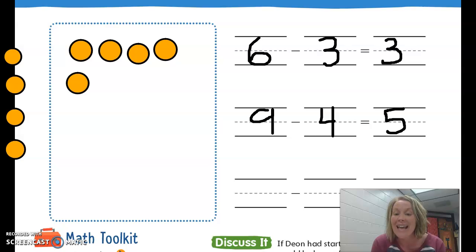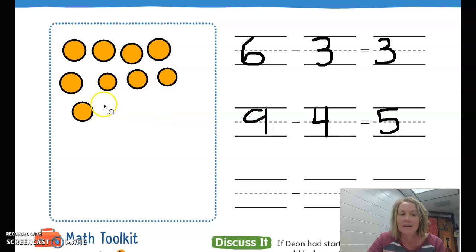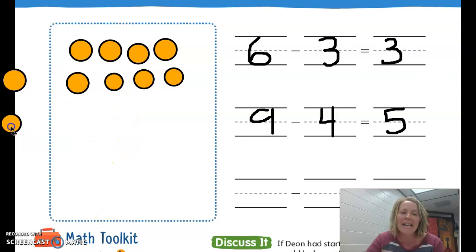Jen saw 10 monkeys at the zoo. She saw 10 monkeys. Let's use our counters and get our 10 monkeys on our page. All right, I have my 10 monkeys. Do you have your 10 monkeys? Nice job. 2 monkeys went inside to eat lunch. So what are we going to do with those 2 monkeys? You're right, move them off the page.